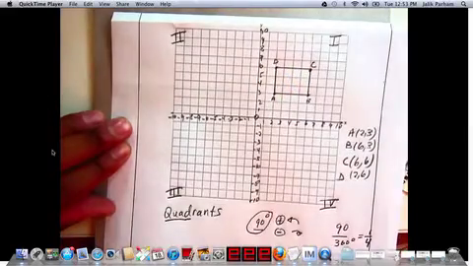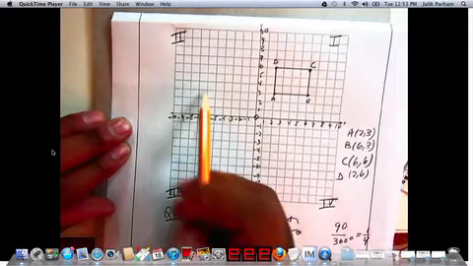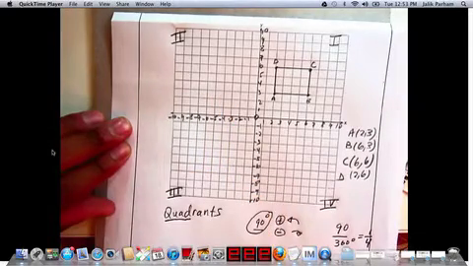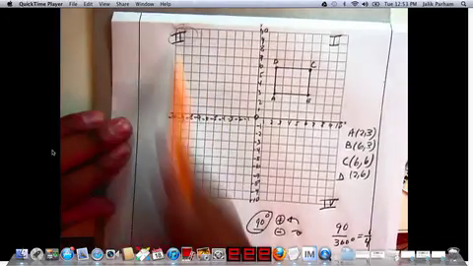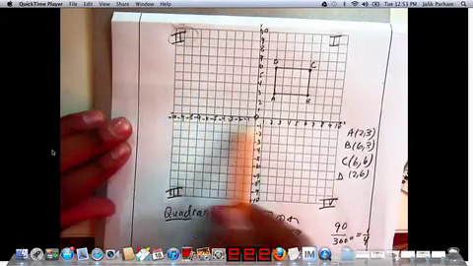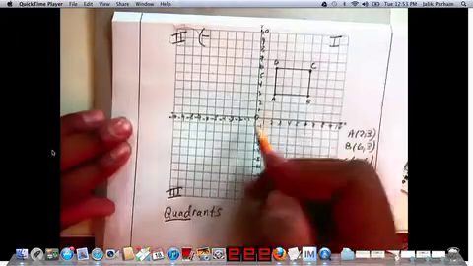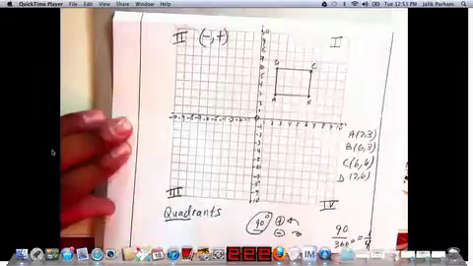Okay? Now, how do you rotate? We know that it's going to end up here. So the question is, what are the signs in quadrant 2? Well, if you see, the x's are negative and the y's are positive. So that's going to be crucial.